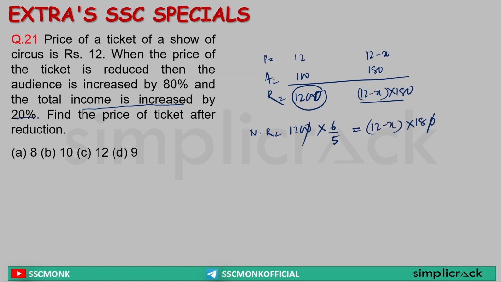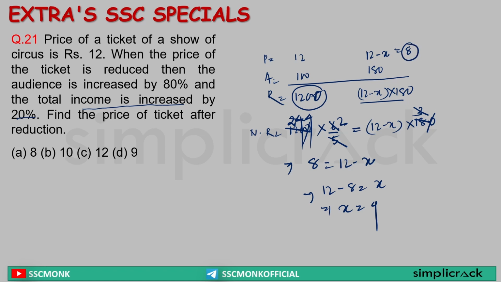Sir, the zeros cancel on both sides. Here 5 twos are 10, 5 fours are 20. So here I can write 6 threes are 18, 6 fours are 24, 3 twos are 6. So I can write 8 is equal to 12 minus x, or 12 minus 8 is equal to x, that is equal to 4. So what is the difference, sir? 12 minus 4, that is 8. So what is the new price after reduction? That is rupees 8. Basic question. Okay. This way you can solve it without any hurdle.